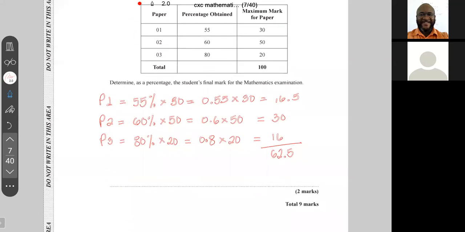So her marks as a percentage, she got 62.5 out of 100. That's the fraction. Then you multiply this by 100. 100 cancels 100. She got 62.5% on her CSEC examination.